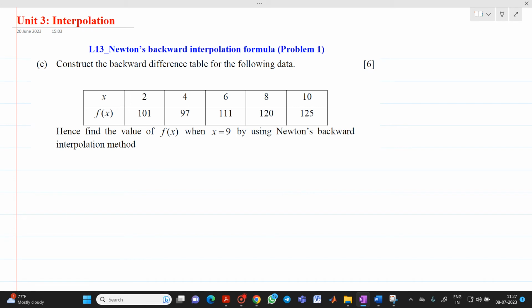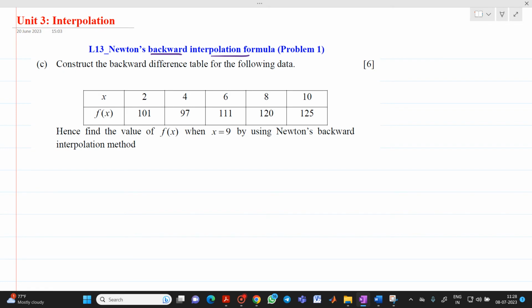In this video lecture, we are going to discuss a topic from the unit on interpolation. We will solve a first numerical of Newton's backward interpolation formula. The question is, construct a backward difference table for the following data.